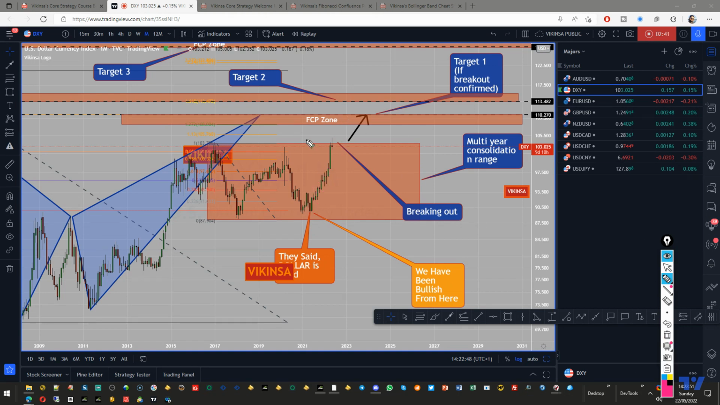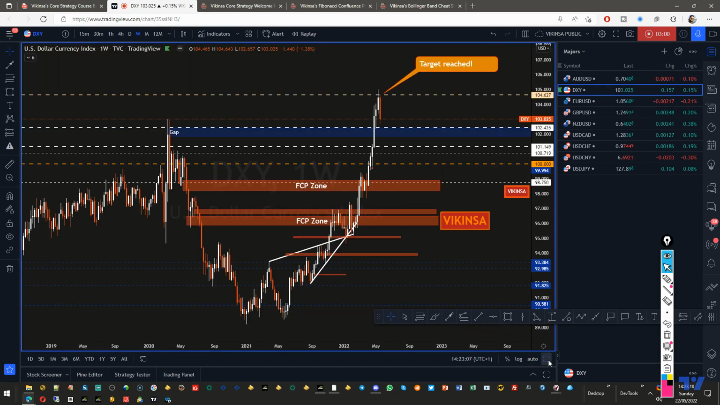Right now we are at the previous structure level here, and we have also completed a W pattern here. That's why the market is slightly bearish here. The market has started to take a little bit of a pause, and we were expecting that. So if I go to the previous analysis, let me go to the other chart.